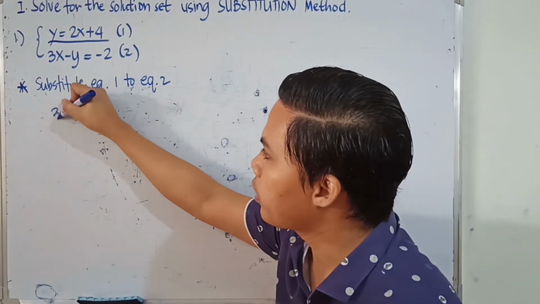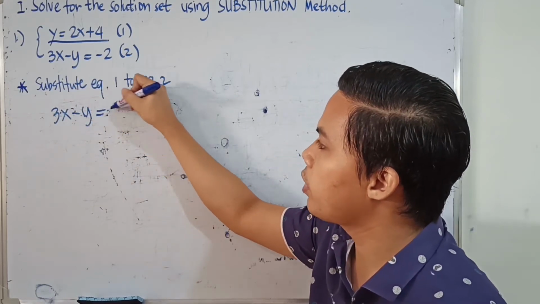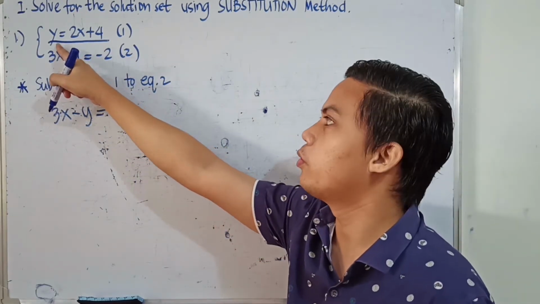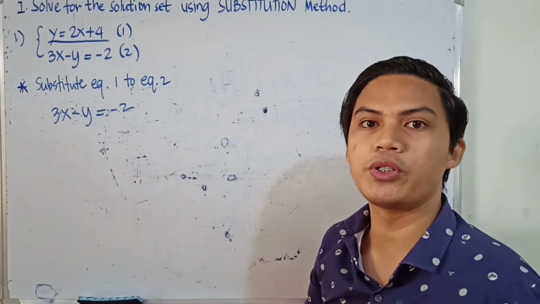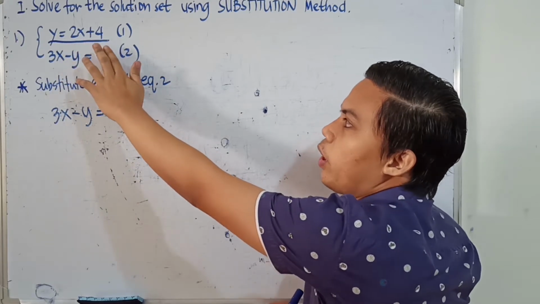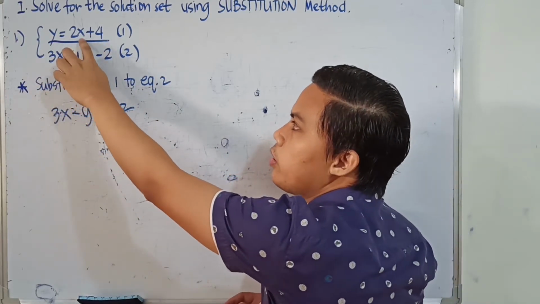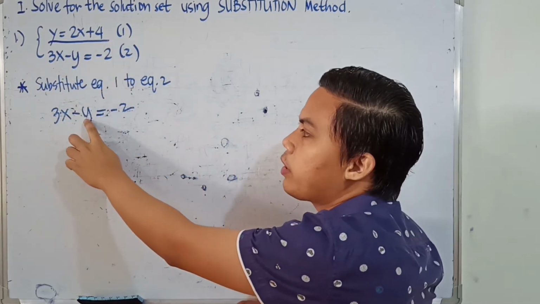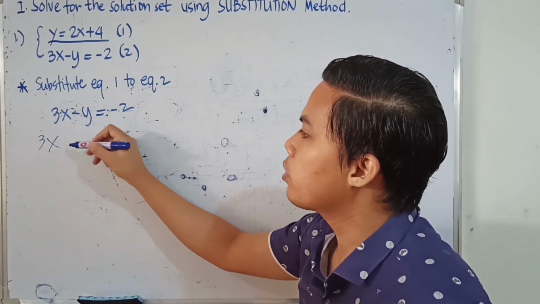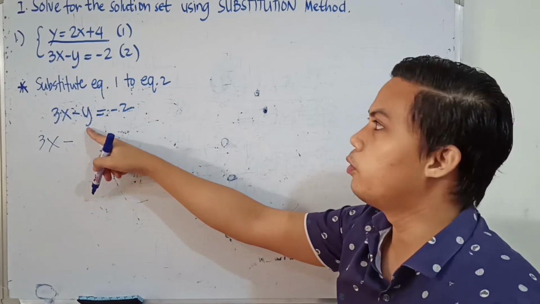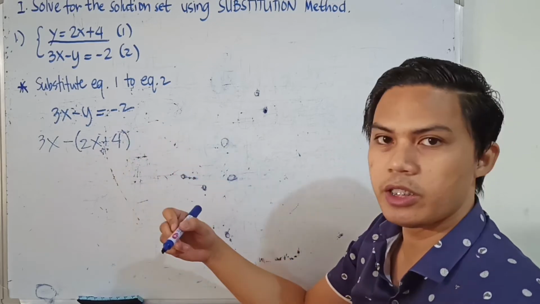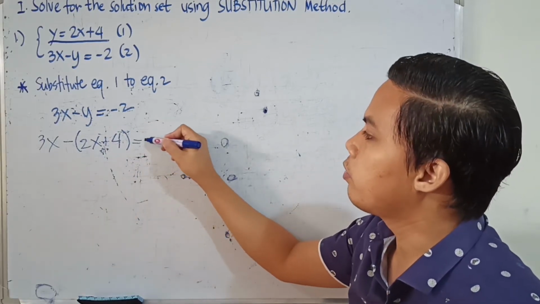Okay. So we'll write equation 2 first. Equation 2 is 3x minus y is equal to negative 2. Then we'll substitute equation 1. So where are we going to substitute equation 1? Of course, here at the value of y. Because our equation is y is equal to 2x plus 4. So that means y is equal to 2x plus 4, so we can replace y by 2x plus 4. So, 3x minus, then we put the value of y. Make sure it is in parentheses so we don't make mistakes, especially when there are signs. Then, is equal to negative 2.